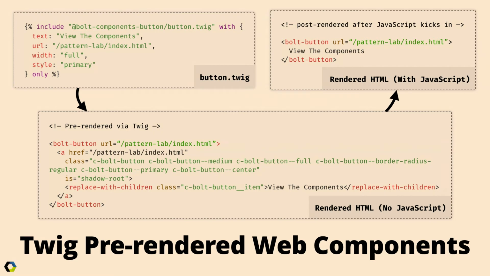But we're also setting up that static HTML to be easily thrown away as soon as the web component's JavaScript boots up. That way, as soon as the JS kicks in, you get the top right corner version, which is literally just the bolt-button tag and the plain text within it. So this gives us the full life cycle of server-side rendering with client-side hydration, without having to create a whole brand new tech stack to support server-side rendering.